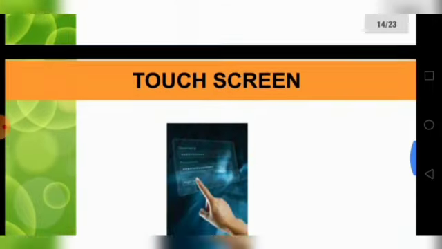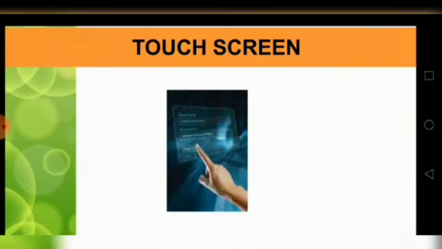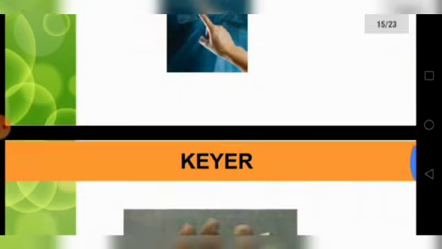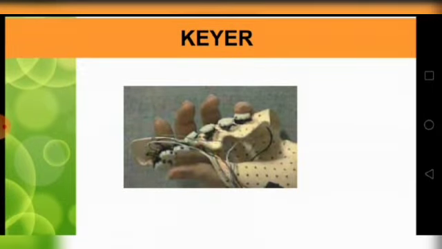Okay, let me move to the touch screen. Have you all seen the touch screen? It is a GUI interface, children, that is graphical user interface. A touch screen is a display device that allows the user to interact with the computer by using the fingers. The next one is the keyer. Have you all seen a keyer, children? A keyer is a device for signaling by hand by way of pressing one or more switches.